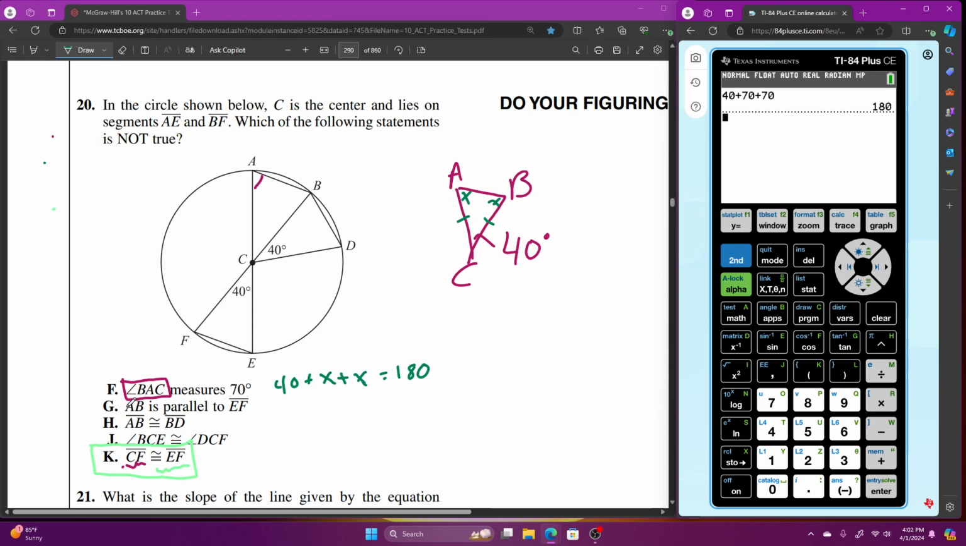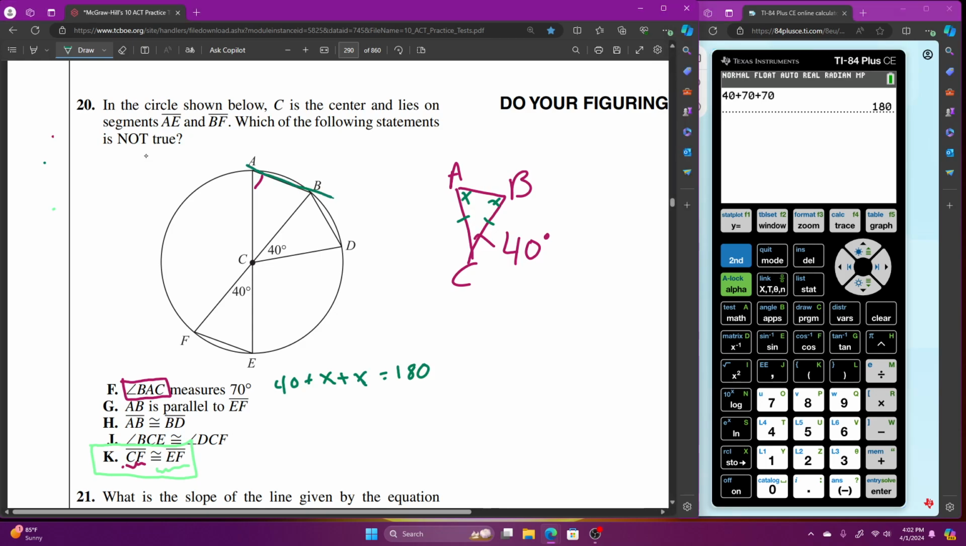Moving on, line segment AB is parallel to EF. Just look at it. If those lines were to go on and on forever and ever, they certainly would never touch. They are parallel. That is true. On these geometry questions, whether you're looking at circles, triangles, or parallel lines cut by a transversal, 9 times out of 10, you're proving things that look the same are the same. You're proving things that look parallel are parallel. Yes, go with it.